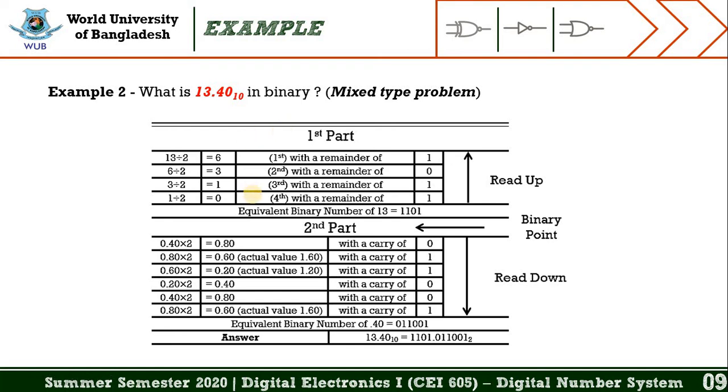One is 13 and another one is 40, and we already did two problems separately. One is 25, which is a non-fractional problem, and another one is 0.35, which is a fractional problem. And if we understand the previous two problems, then we have no problem doing this problem. So I hope if you go through this problem, you will understand very well. So let's move into the next slide.